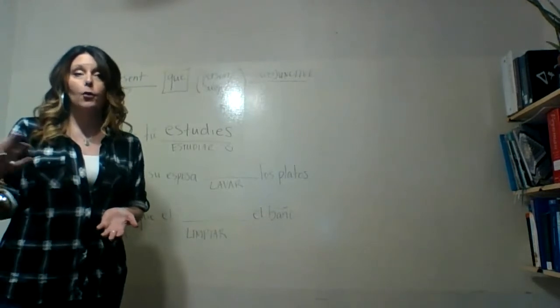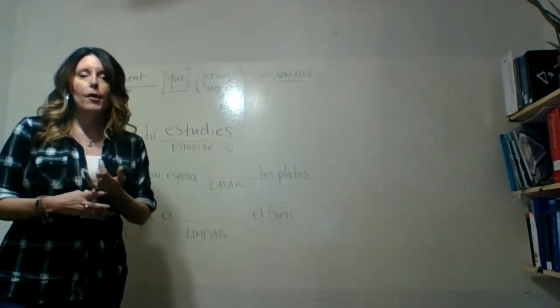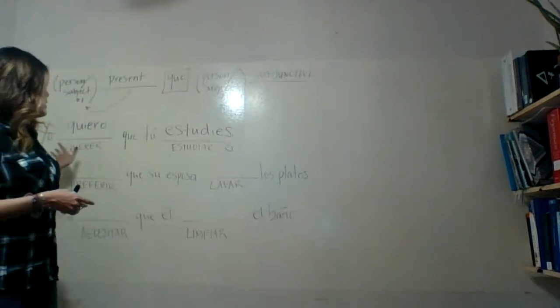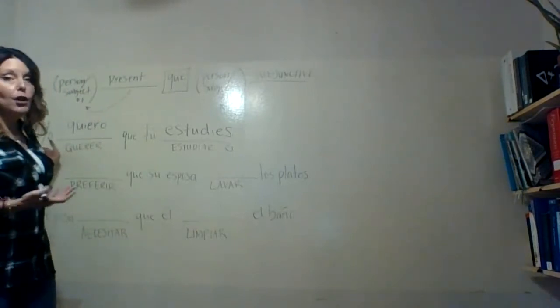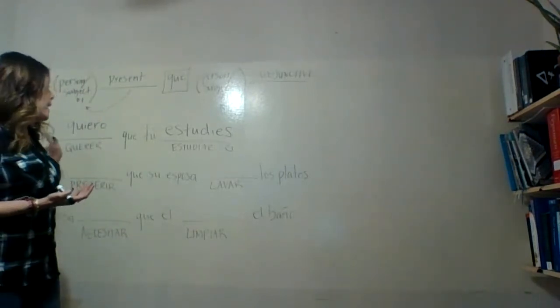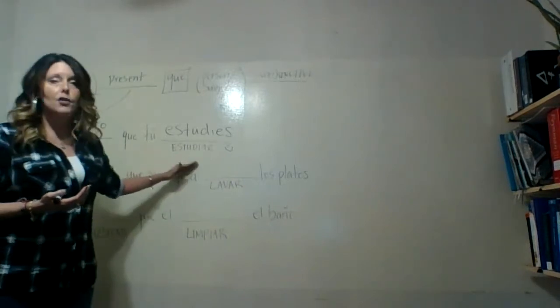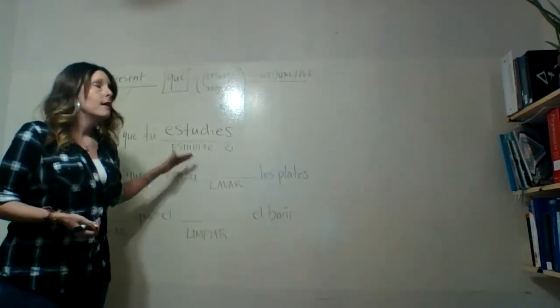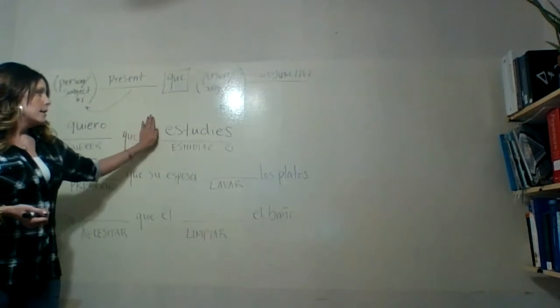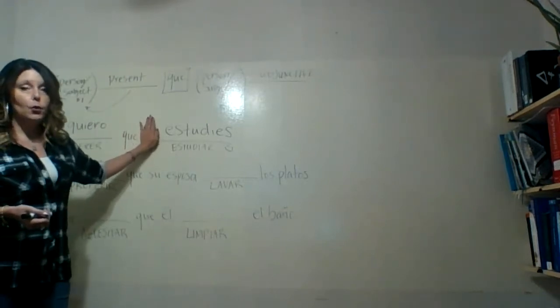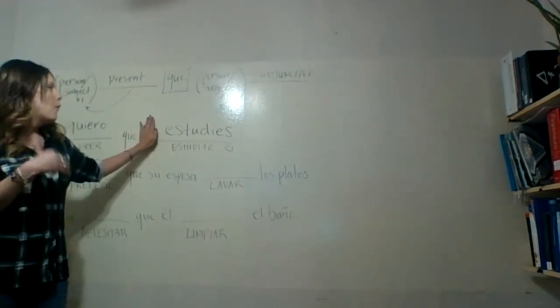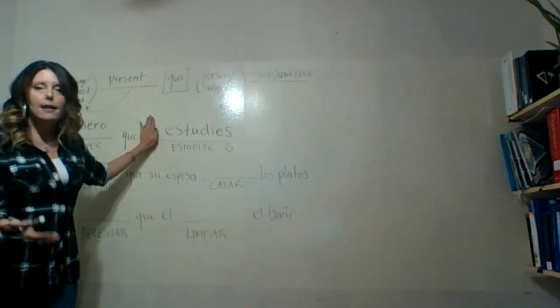Yo quiero que tú estudies. Please remember that here in the present tense, I could take out the yo if I wanted to. I could just say, quiero que tú estudies, and that would be fine. And even in the subjunctive, if I wanted to get rid of the tú, I could say, yo quiero que estudies, and that would be fine.